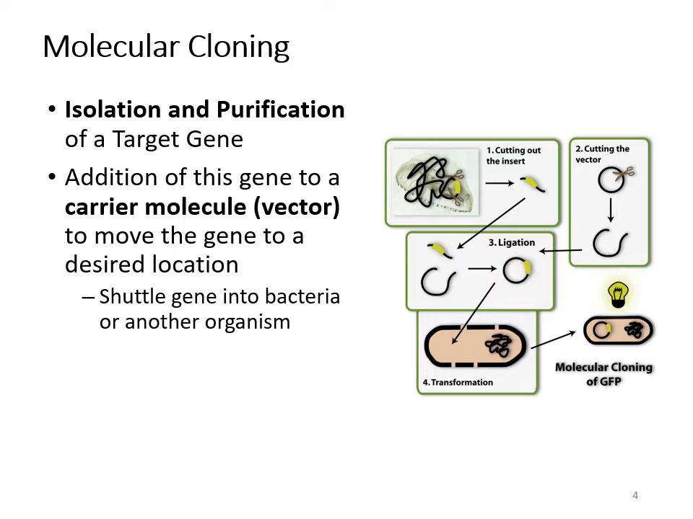Well, now you could do transformation. And what's transformation? That's basically getting bacteria to take in that new plasmid, that vector, that has your target gene in it. And in the example on this slide, the picture, the target gene that was used is GFP, or green fluorescent protein. And so now that bacteria that has the plasmid with the GFP that you put into it, well, now they can glow green in the presence of UV light.